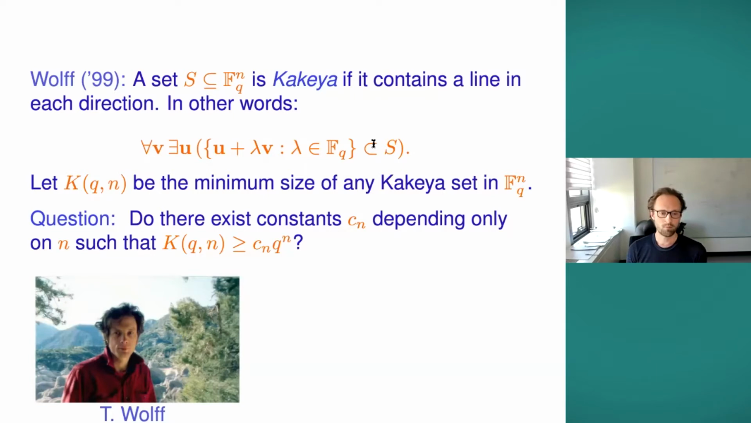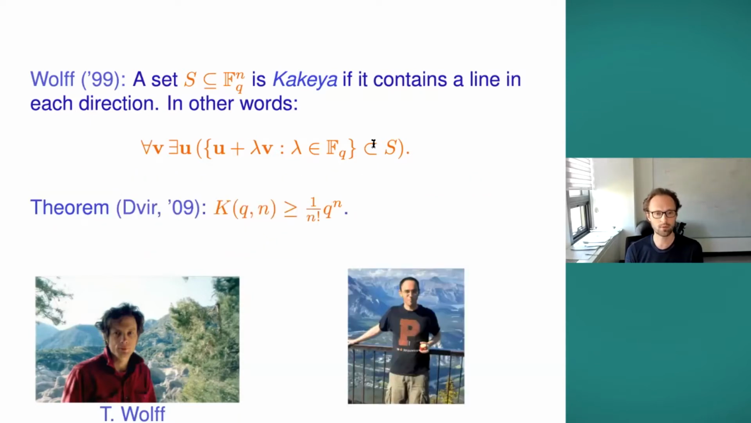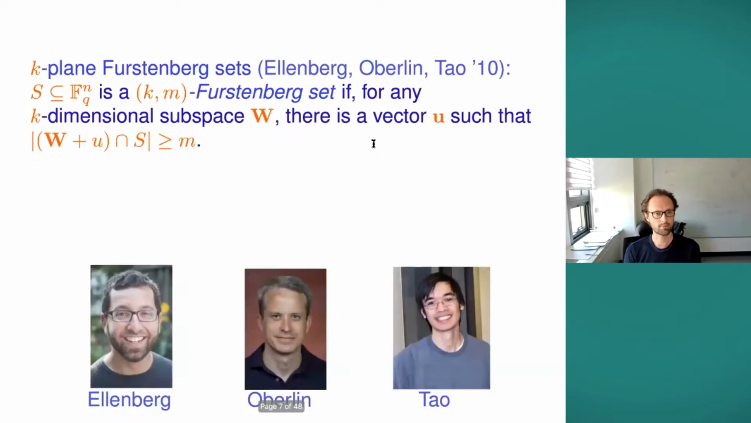This was introduced as an analog to the very important Euclidean Kakeya problem, which I won't say anything more about, but it was expected to be a fairly difficult question. It was resolved using a very simple linear algebraic argument by Zevdir in 2009. He showed that indeed Kakeya sets must have positive density.